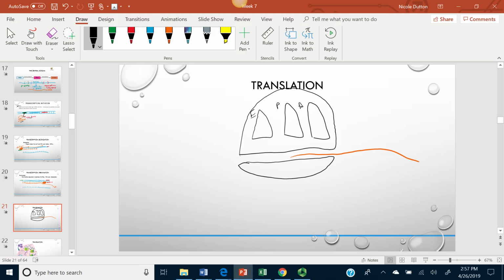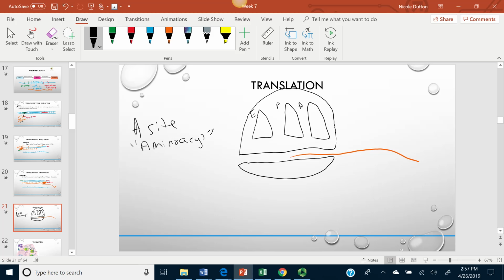The A site of the ribosome, also known as aminoacyl site, is the site of incoming tRNAs. So this is where the transfer RNA anticodon is going to measure up with the codon of the messenger RNA. And I'll talk more about that in just a little bit.